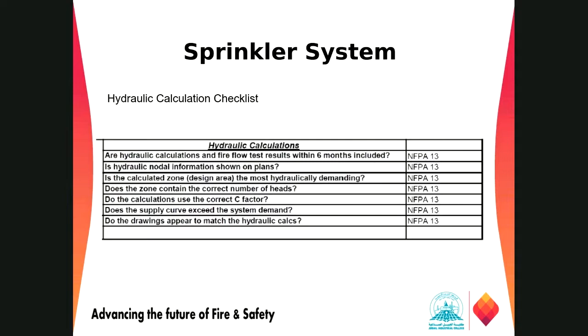And then look for the C factor of the pipes. Normally, when they do the hydraulic calculation, as we discussed, they have to put in the C factors. So if the C factor is for steel, let's say 120, and they have put 150, which is for plastic pipe, that is not acceptable. So we have to make sure they are adding that correctly.